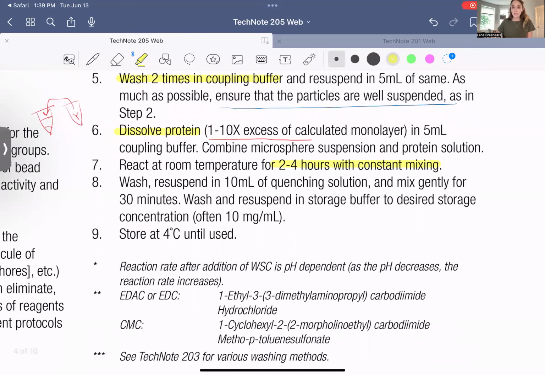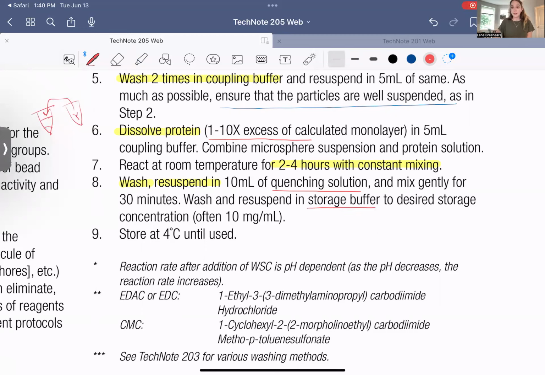Okay, and then finally, the final protocol. So at this point now we have a microsphere with the crosslinker with your protein attached. At this point, you just need to clean everything up, get rid of any self-aggregation. How do we do that? We wash it. Wash, resuspend in this time quenching solution. This is the third buffer out of 4, and mix gently for 30 minutes, orbital rocker. Wash and resuspend in storage buffer. This is your final step.